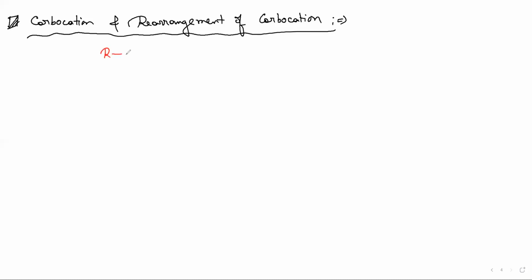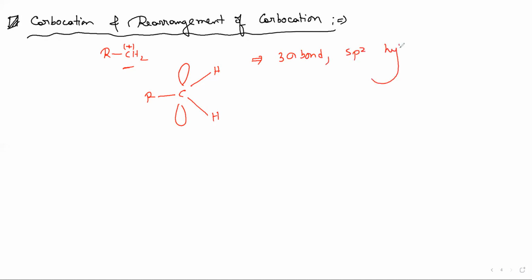Now, what is carbocation? Carbocation is basically RCH2 plus. If you write it down, this is a carbon, this is any alkyl group, hydrogen is present, and this position is vacant. So how many sigma bonds are present? Three single bonds mean three sigma bonds. That's why the hybridization is sp2. From chemical bonding, you know that 3 sigma bonds means sp2, 4 sigma bonds sp3. If sp2 hybridized, what is the shape of the carbocation?